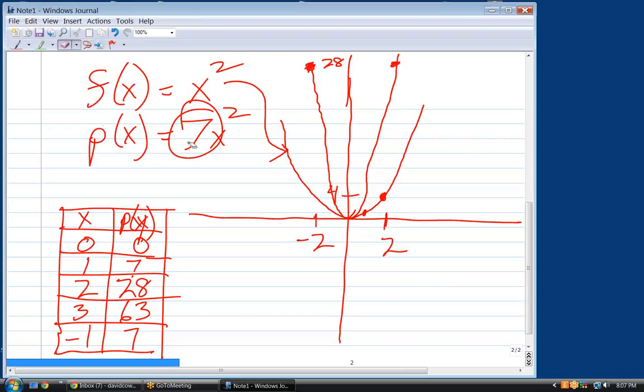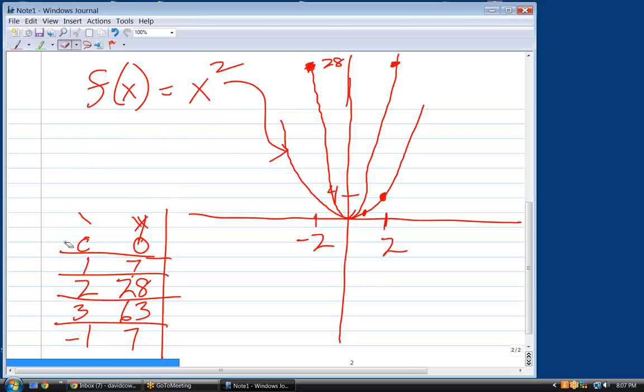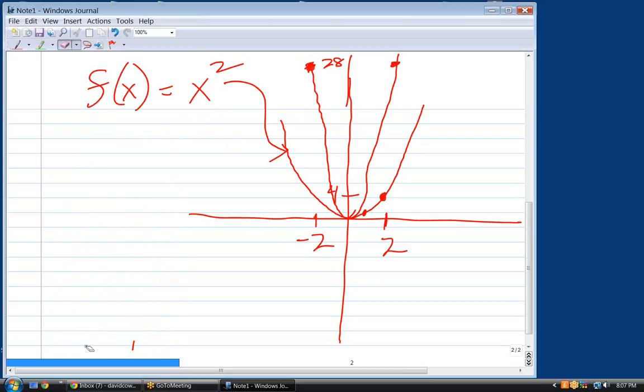Before I erase anything, I don't want to erase the parent functions here. Okay. The next one is q of x equals 1/2 x squared.